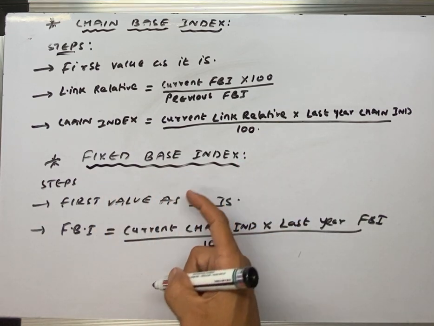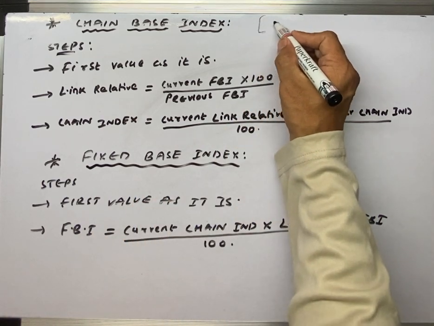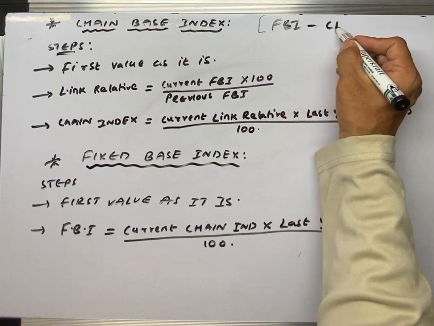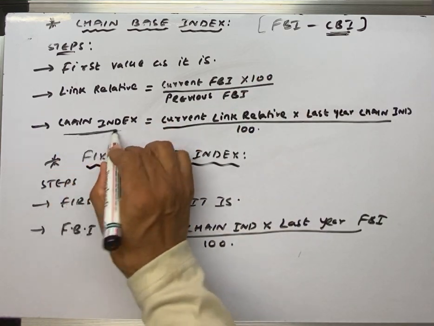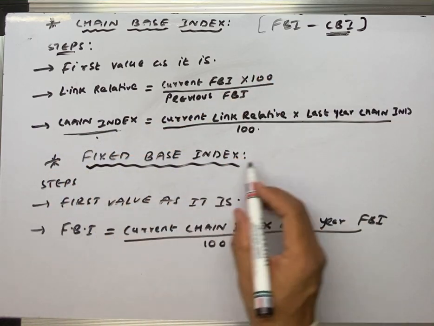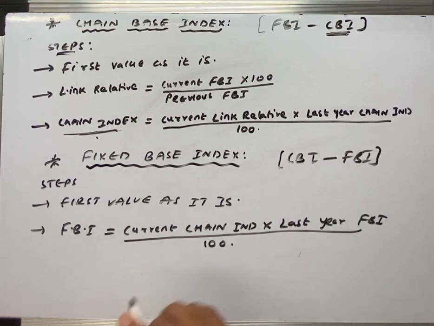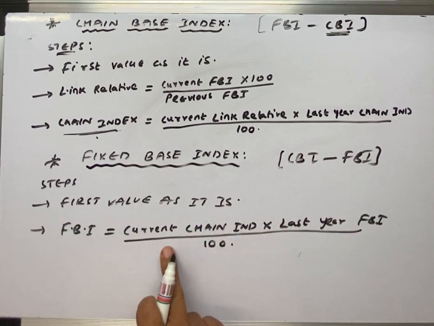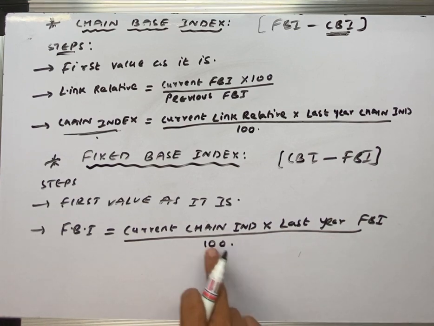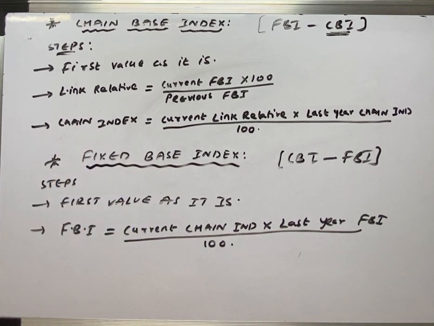Fixed base index. To find fixed base index from chain base, this is CBI to FBI. Earlier, FBI to CBI meant we were finding chain base index, the resultant is chain index. CBI means chain index. Here we are converting CBI to FBI. These are the two formulas which you have to remember. First value as it is, FBI only one formula we have: current chain index into last year FBI divided by 100. Here you have to find link relative, then you have to find chain index. Now you have to remember this formula, then based on that we have some problems.